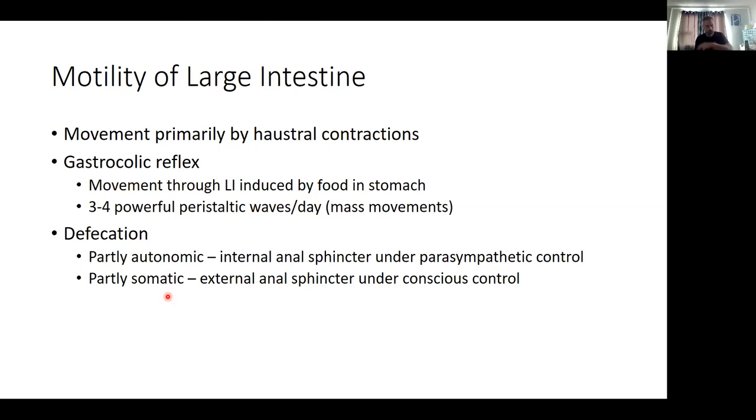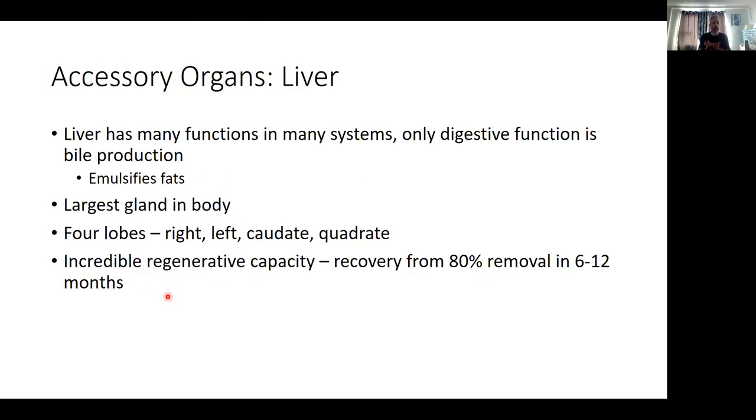Okay, so we've passed our way all the way through from mouth to the other end. Here now, finally, last little chunk of anatomy, right? There are 2 fairly important accessory organs we haven't covered yet. First of these is the liver. The liver does just a lot. It does a huge amount of stuff. The only function here in the digestive system is the production of bile.